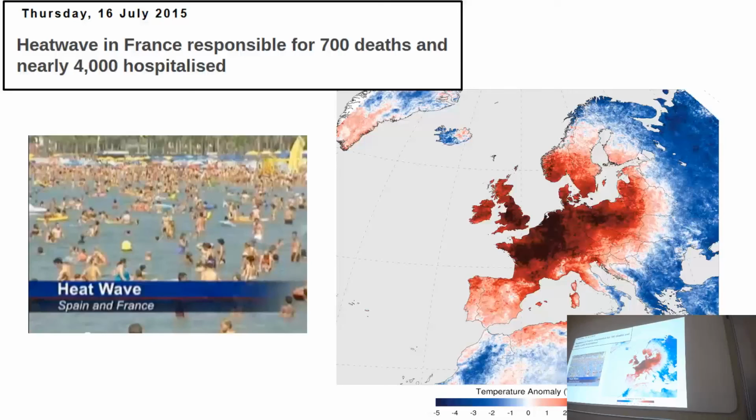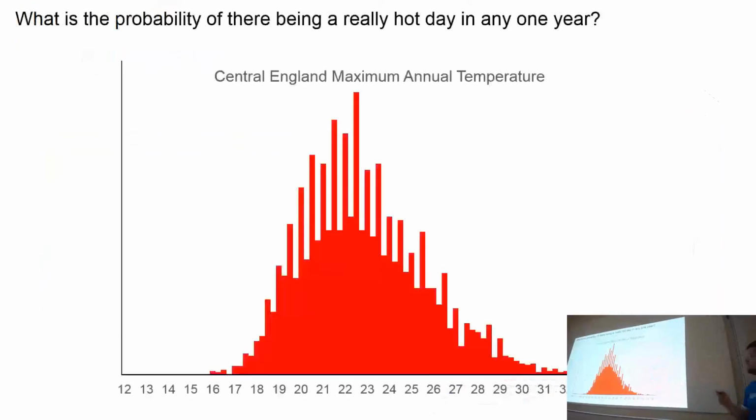Now the heat wave itself may not be something directly to do with climate change, because sometimes it's just hot. You have a couple of days where it's hot, a couple of days where it's cold. This is some data that I scrambled to get off the internet yesterday. This is the Central England maximum annual temperature. For every year since about 1850, I've just noted down the warmest day of the year.